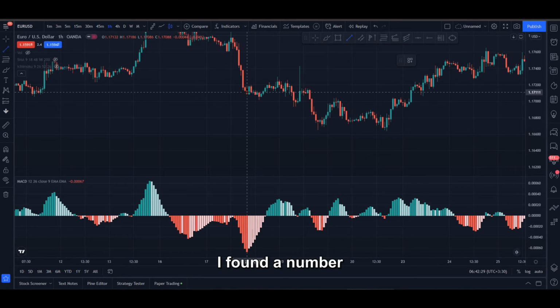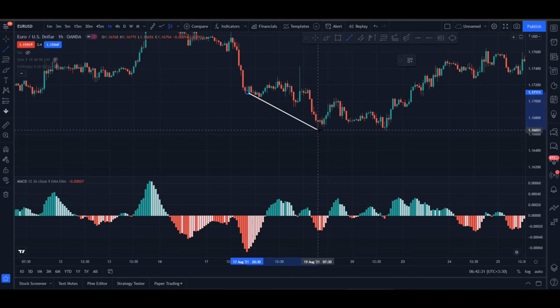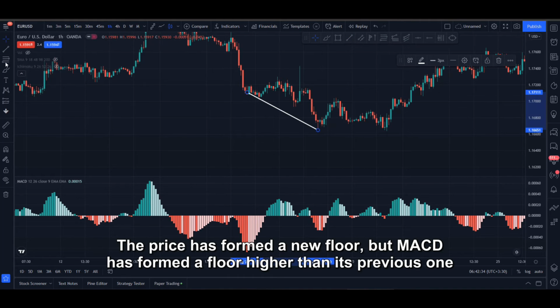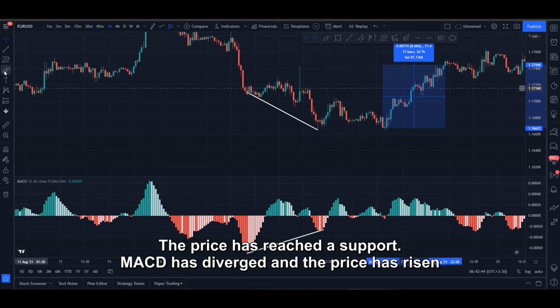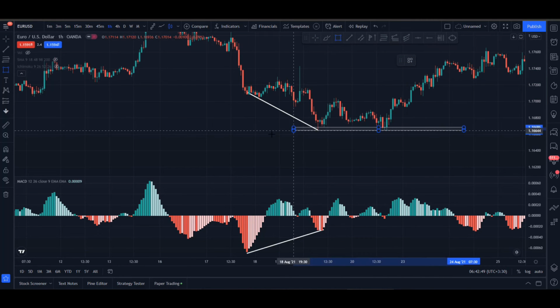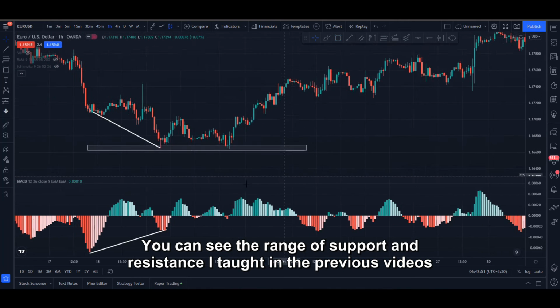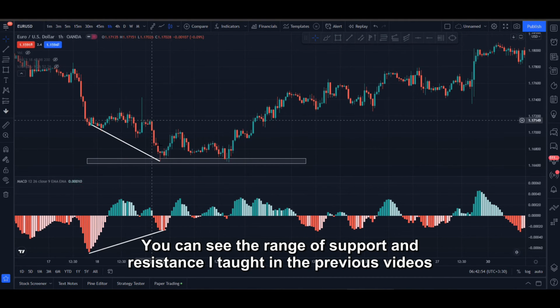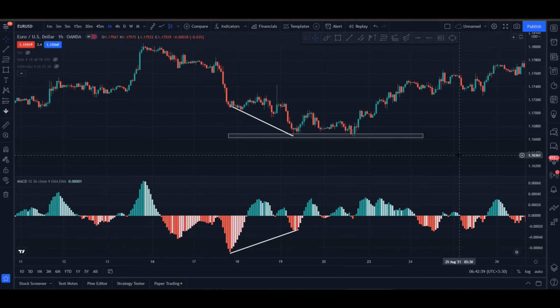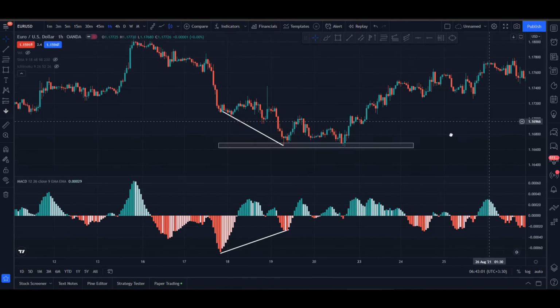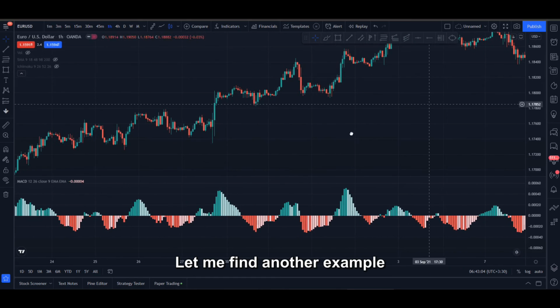I found a number. The price has formed a new floor, but MACD has formed a floor higher than its previous one. The price has reached a support. MACD has diverged and the price has risen. You can see the range of support and resistance I taught in the previous videos. Let me find another example.